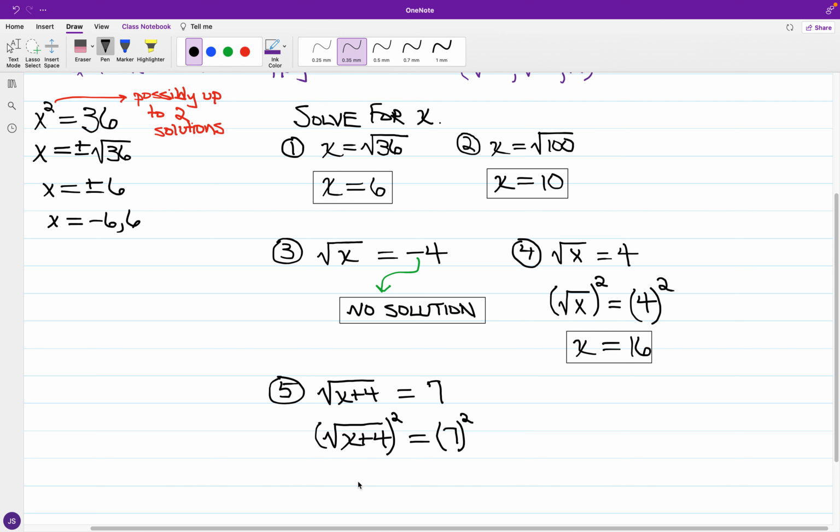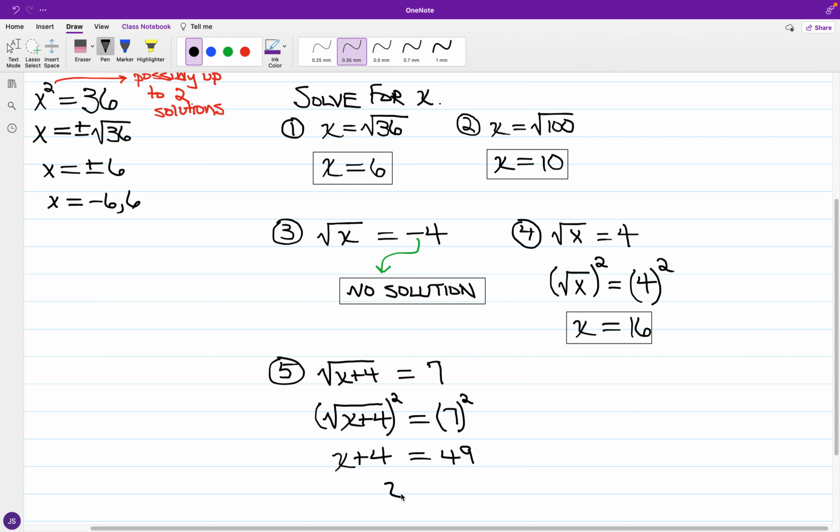So for what I have on the left, the square root of x plus 4, this will go to x plus 4. We have 7 squared is 49. And if x plus 4 is equal to 49, we're going to have the x is equal to 45.